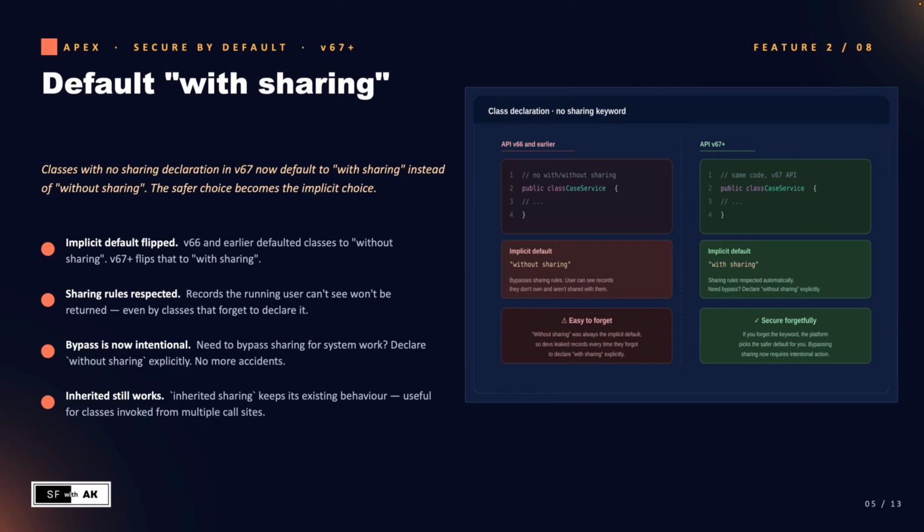For inherited sharing, the behavior is the same. There is no change there. The upgrade rules are the same as the first feature. When you upgrade the class to version 67, you need to test that out in sandbox first and only then you deploy it to production. Let's see that live in Salesforce.